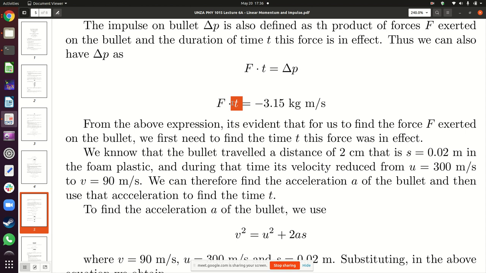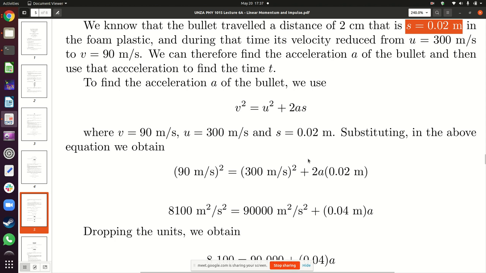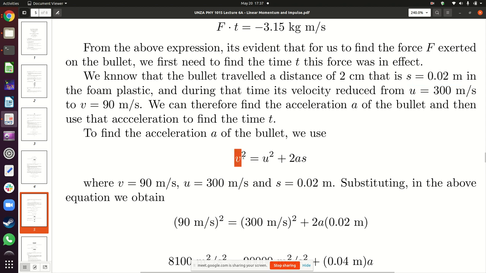So we need to know how much time it will take our bullet to pass through the plastic. We can find this time because there are a couple of things we know. For example, we know the velocity of the bullet before it passes through the plastic, which is 300 meters per second. Then we know the velocity of the bullet after it comes out of the plastic, which is 90 meters per second. And we also know the thickness of the plastic, which is our h, which is 2 centimeters. And that 2 centimeters in meters is 0.02. So using the v of 90 meters per second, the u of 300 meters per second, and the s, the displacement, of 0.02 meters, we can find the acceleration of the bullet. From the acceleration, we can find the time. So how are we going to do this? We use this relationship here.